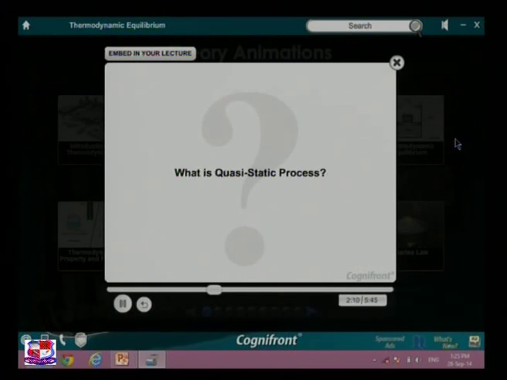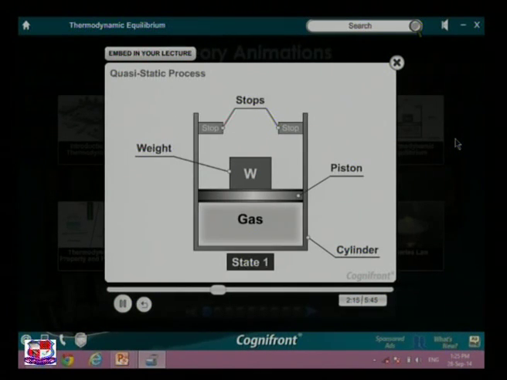Alright, now we will see what a quasi-static process is. To understand the concept, let us take a frictionless piston-cylinder arrangement which contains gas at state 1, defined by P1, V1 and T1. The system is in thermodynamic equilibrium due to the external weight W. The weight on the piston balances the upward force exerted by the gas.